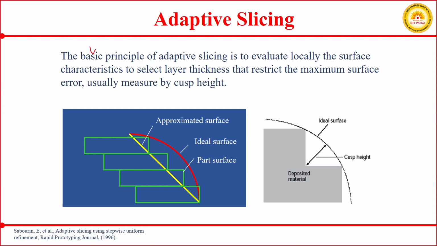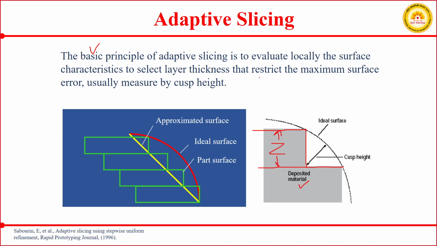So let us try to see this at the level of comparing two printed layers. Suppose this is your deposited layer, and you are supposed to print another layer on this particular layer. Here the basic principle of adaptive slicing is to evaluate locally the surface characteristic to select the layer thickness. So we are selecting the layer thickness to be printed. Suppose this is Z.